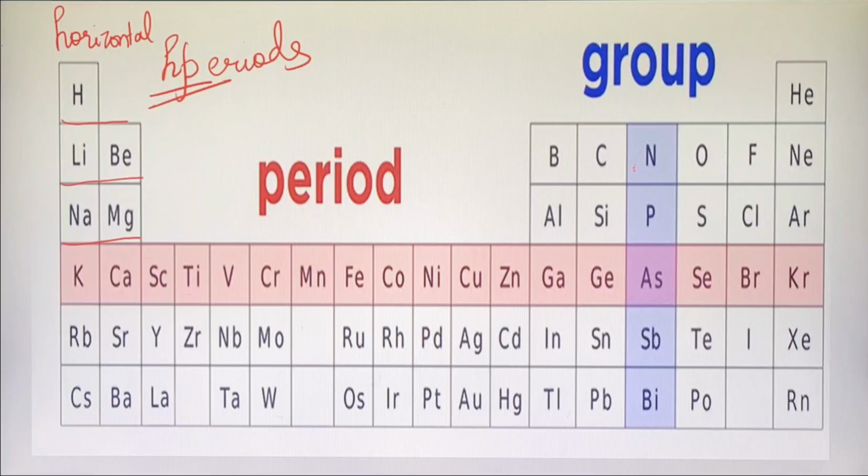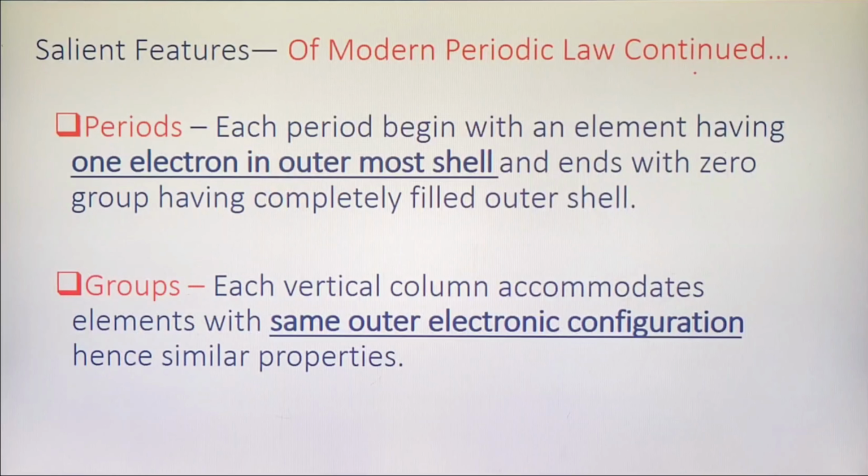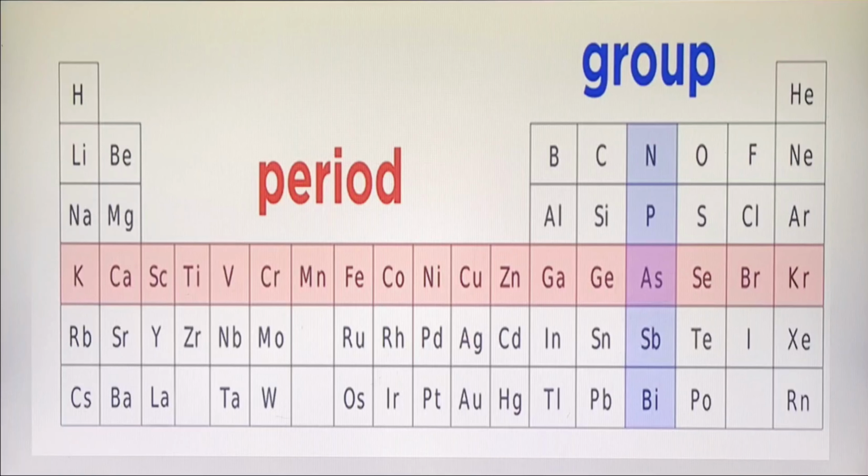And can you see these vertical lines here, children? The vertical lines here are called groups. Clear? I hope the difference between periods and groups is clear to you. What is a period, children? A period is the horizontal lines. Remember the short form HP. The horizontal lines of the periodic table are called periods. And what are groups, children? The vertical columns in the periodic table are called groups. So horizontal lines are called periods, and the vertical lines are called groups.